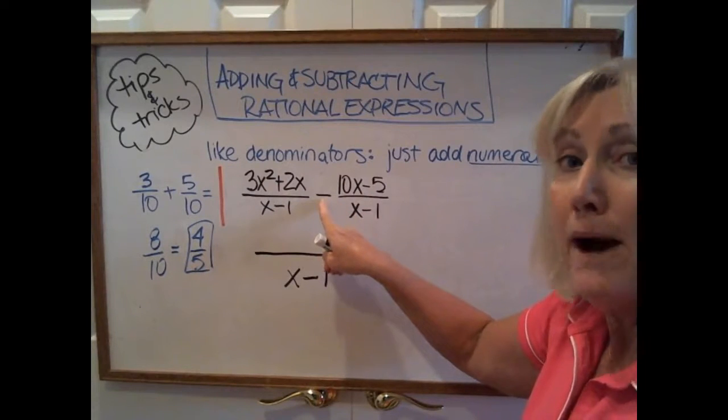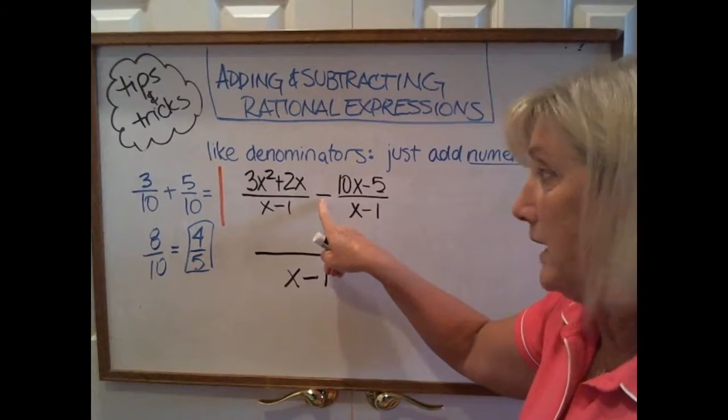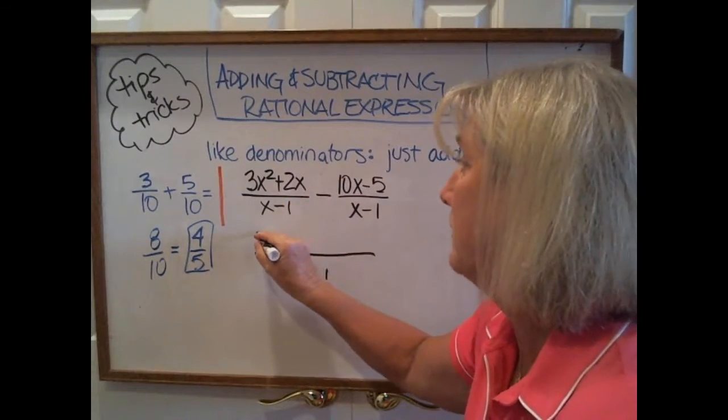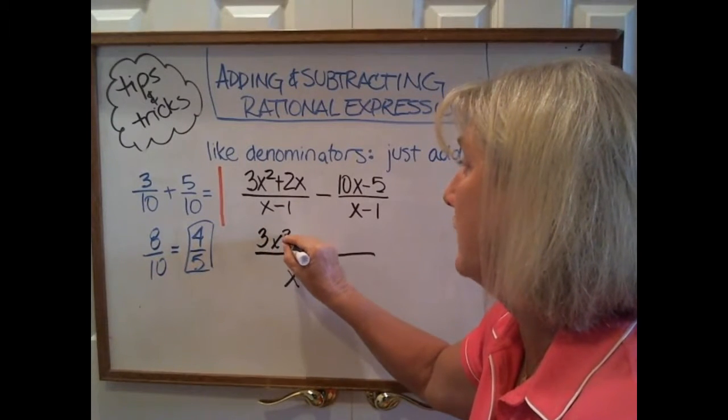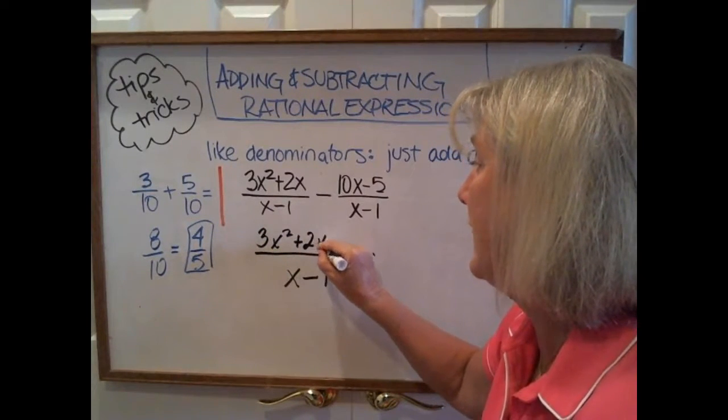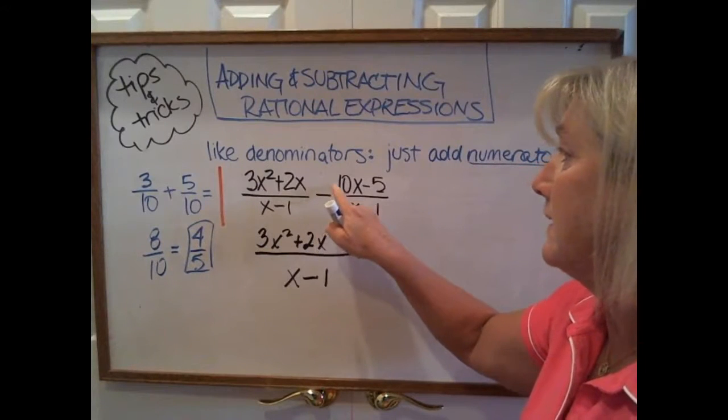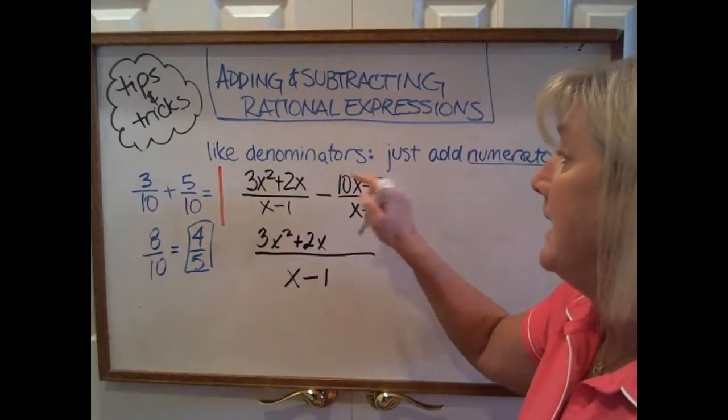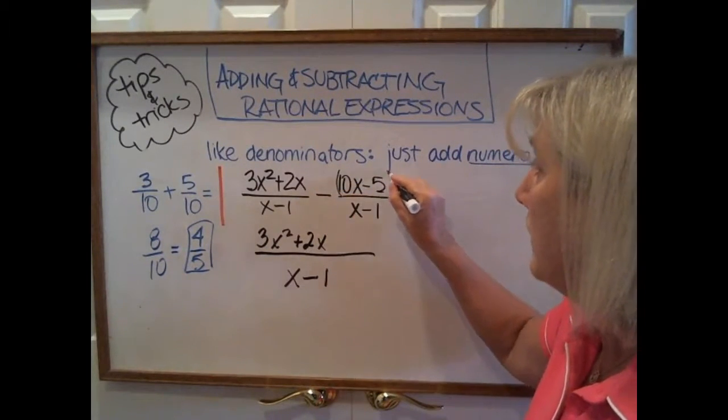Now this minus sign is tricky. So this stays the same, so it's going to be 3x squared plus 2x. And this minus sign doesn't just subtract the 10x. It subtracts this whole thing.